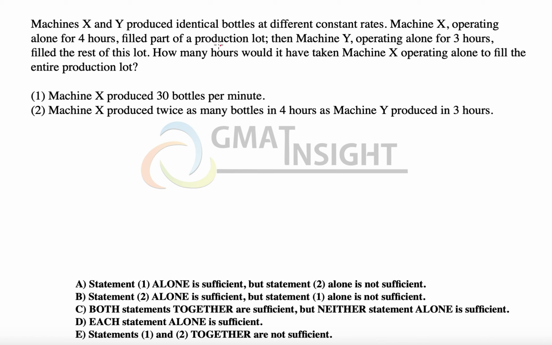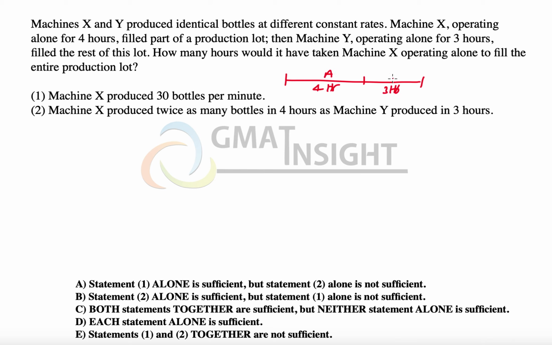Machines X and Y produced identical bottles at a constant rate. Machine X, operating alone for 4 hours, filled part of the production, and then Machine Y, operating alone for 3 hours. So we have the total time divided into two parts, the first in 4 hours, the second in 3 hours.